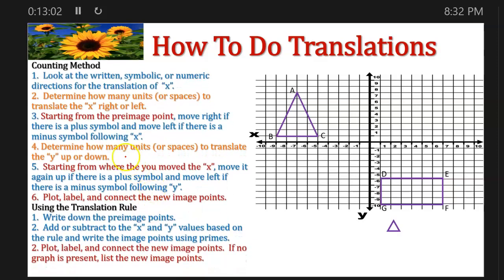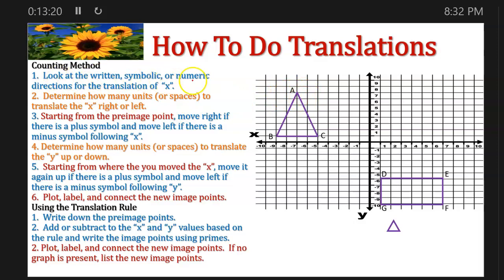Okay, so the first one is the counting method. This is best used when we have a graph. If we don't have a graph, it's kind of hard to use this. But when there is a graph involved or a coordinate plane involved, we can use this counting method, and it tends to be the simplest way to do it.